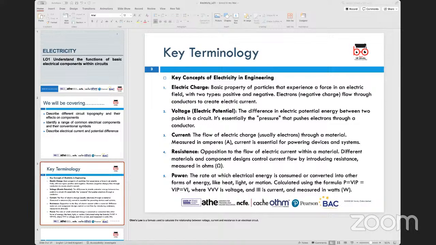But for now, when we talk about resistance, it basically is an opposing force that we get to see in resistance. Now, we also talk about power, the rate at which electrical energy is consumed or converted into other forms of energy like heat, light, or motion, is going to be calculated using a formula or a term called power. Now, power is equal to VI. V is voltage, and I is essentially the current, which is measured in watts.